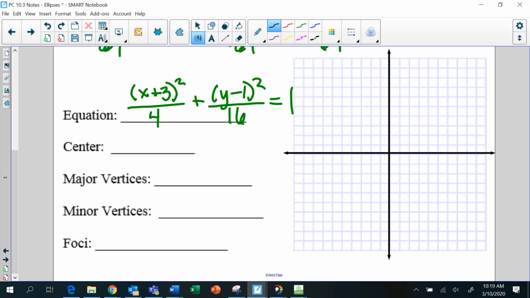Okay, so where is our center? To find the center, you do it the same way you did for circles. We're going to use the opposite of 3 and the opposite of negative 1. So negative 3, positive 1. Center, negative 3, 1. There's our center.